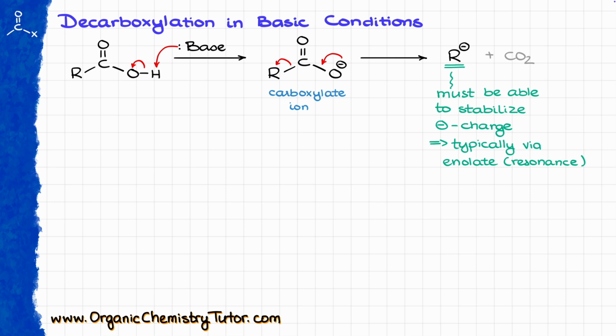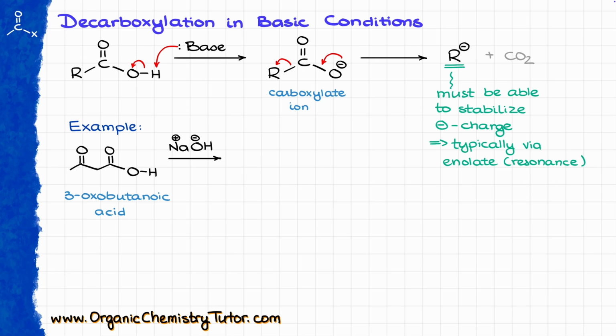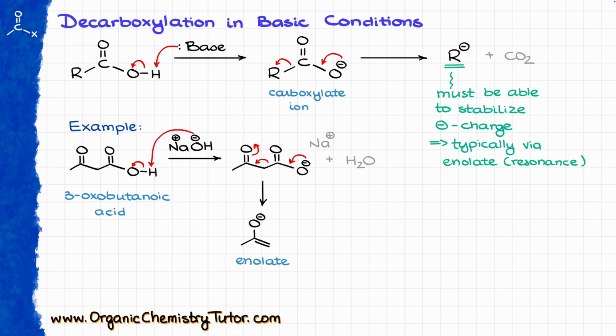So for instance, if I were to take this acetoacetic acid over here, or 3-oxobutanoic acid if you like the IUPAC name, and we treat that with a base, let's say I will choose something simple like sodium hydroxide, then this sodium hydroxide can come in and deprotonate my carboxylic acid, giving me the corresponding carboxylate. Now, this carboxylate can lose our CO2 like so, giving us the enolate anion plus CO2 gas.